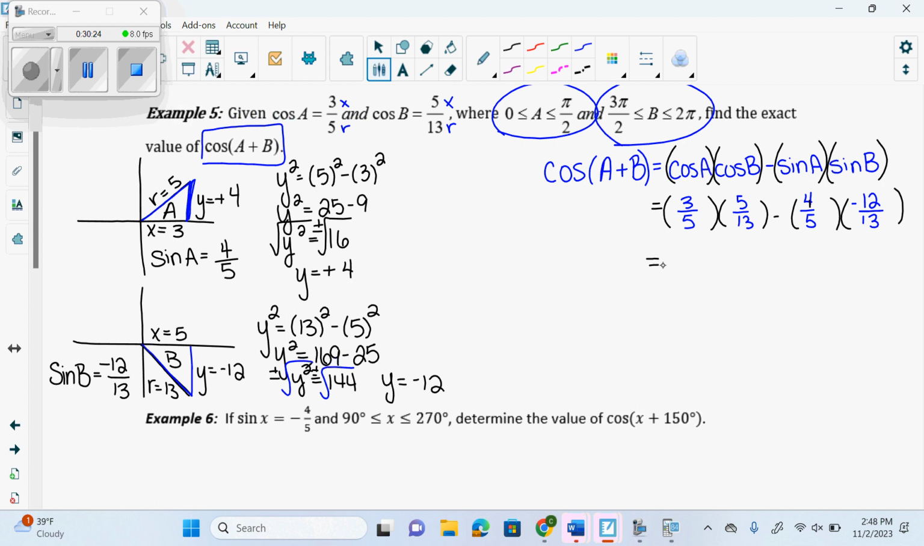So I'm going to get 15 over 65 minus negative 48 over 65. What happens when I get a minus? You add them. 15 over 65 plus 48 over 65 equals 63 over 65.